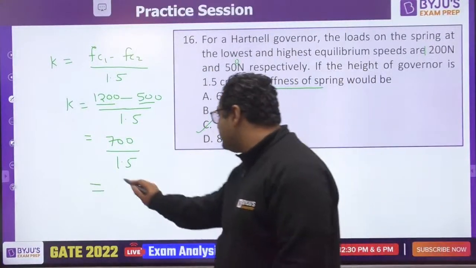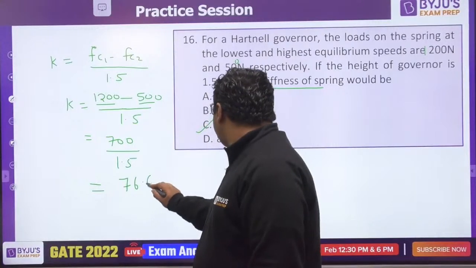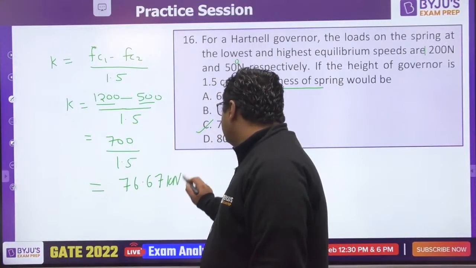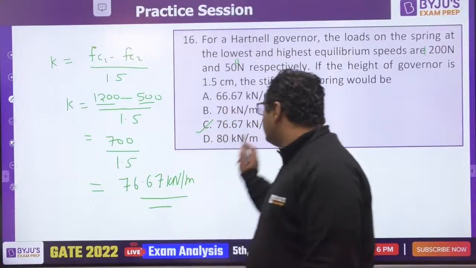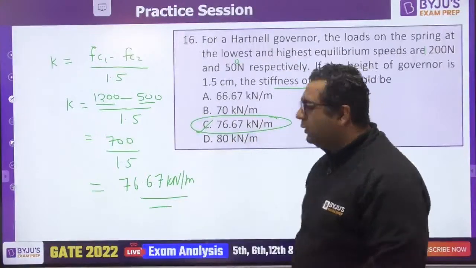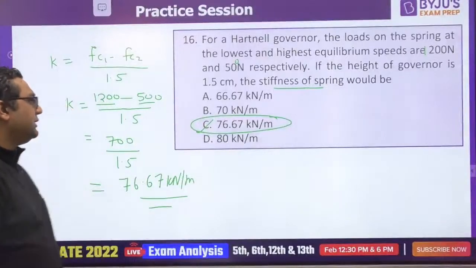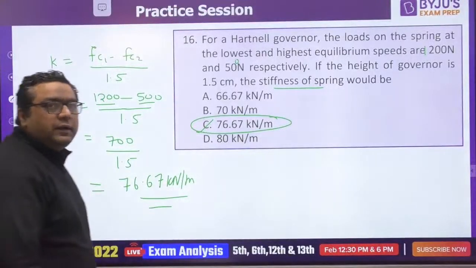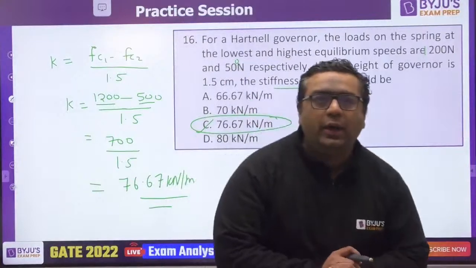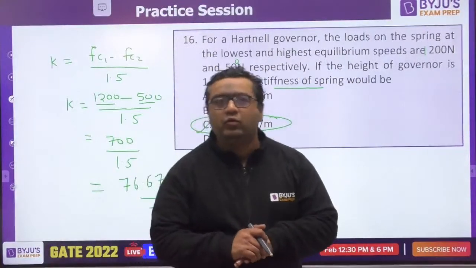It is coming out to be 76.67 kilonewton per meter. The answer would be C. So it is 1200 and 500. So this is a typing error. Okay, guys. So guys, now we are moving to next question.